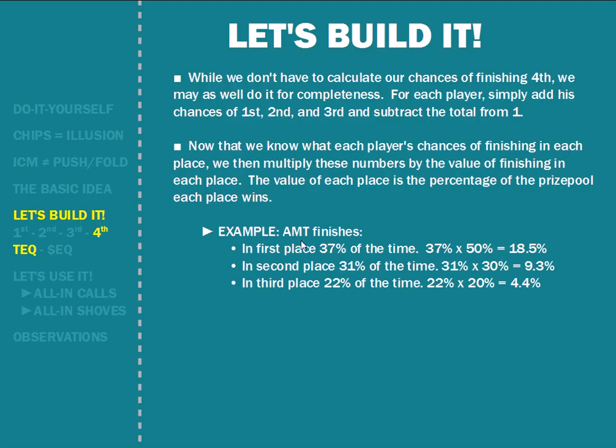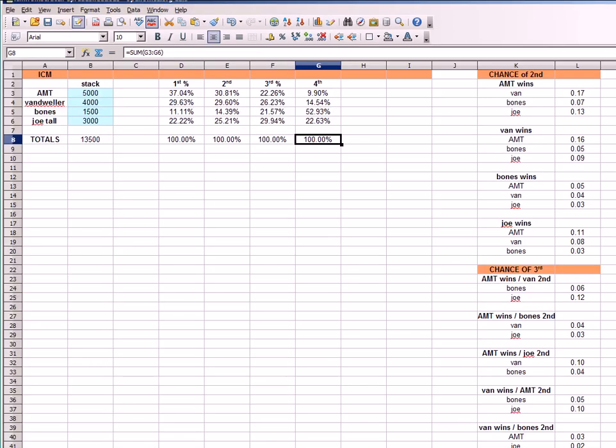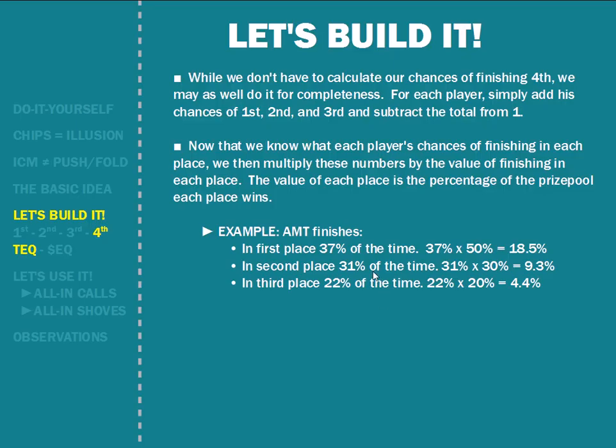So, for example, in a 50-30-20 standard single table sit and go, first place pays 50, second place pays 30, and third pays 20. So then we multiply, for example, AMT's chance of finishing in first, which is 37% of the time, by 50%, and we get 18.5. Second place, he finishes in 31-ish, obviously we're rounding, 31% of the time times the 30% that second pays, we get 9.3%, and he finishes in third 22-ish% of the time, which we multiply by 20%, the payout for third, and we get 4.4.